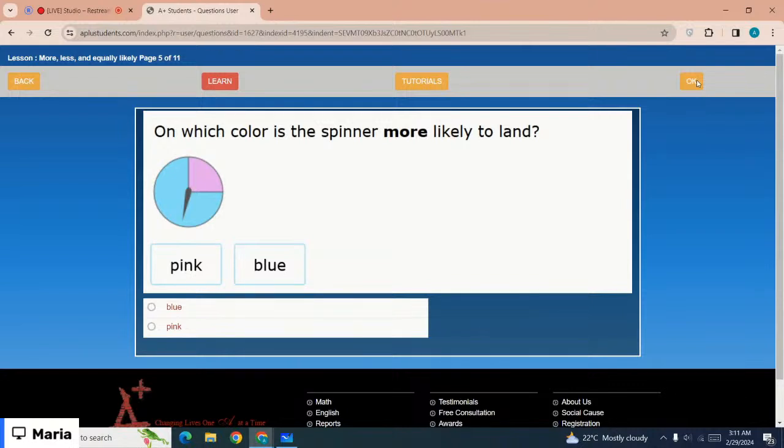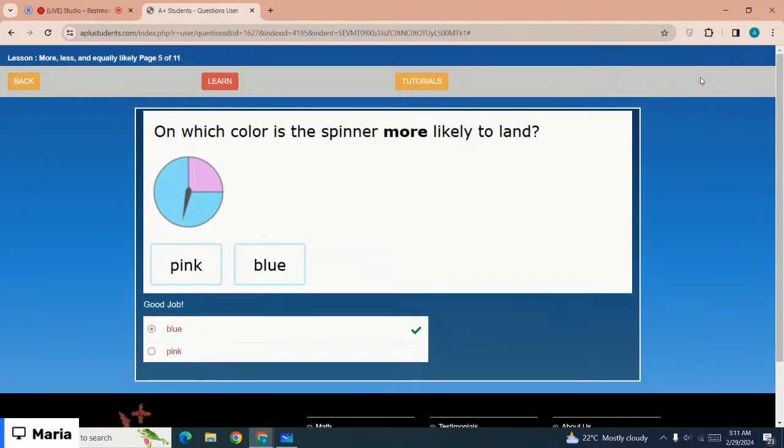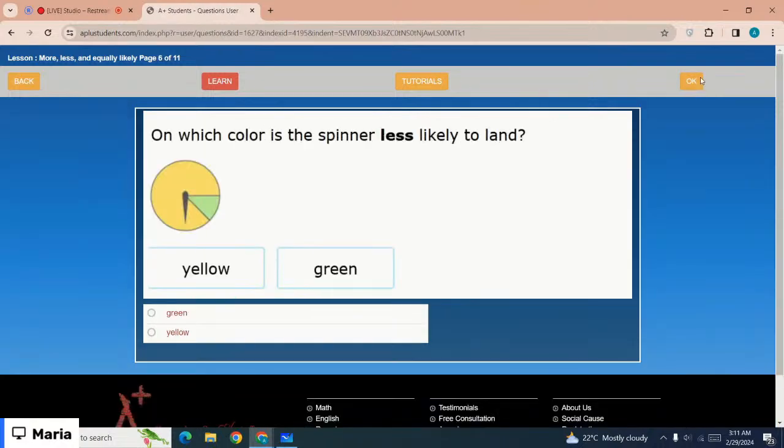The correct option is blue because most of the portion on the spinner is blue, so it will more likely land on blue. So, the important thing here to keep in your mind is the color that has the more portion on the spinner is more likely to land, right? Okay, the next one is on which color is the spinner less likely to land. So, which is the correct option?